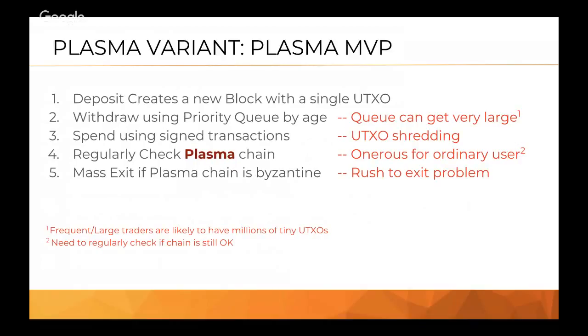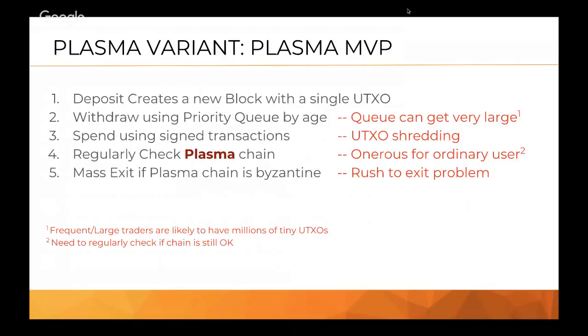What are some of the issues with this? The priority queue can get very large. Traders can have a lot of unspent outputs. A market maker can have millions of outputs. And what happens when you have price-time priority matching in an engine is that the smaller outputs will shred the larger outputs and create many small outputs. So the users are incentivized to hold a lot of tiny outputs so that they can create orders of any size. And this makes it a big burden on the root chain itself. The outputs are so many that it's not economical to exit them when something goes wrong.